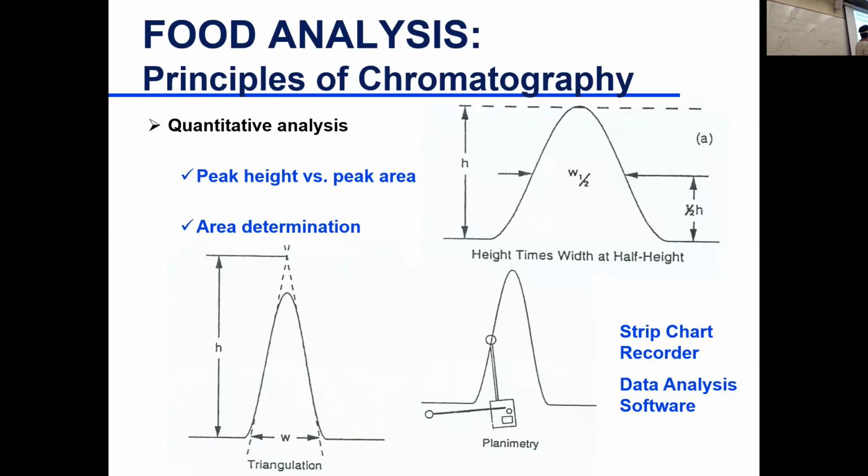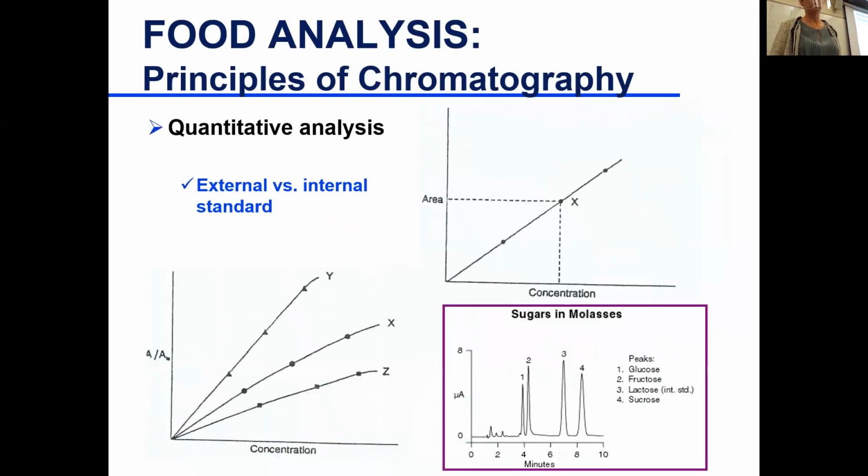So now we can have software that calculates the area for us. In the past, there would be a strip chart recorder. You would take the print out, you cut the peak out, and you weigh it. So that's how you would relate the concentration to the area under the curve. But now we have software that gives us the area, and that's what we use for quantification.